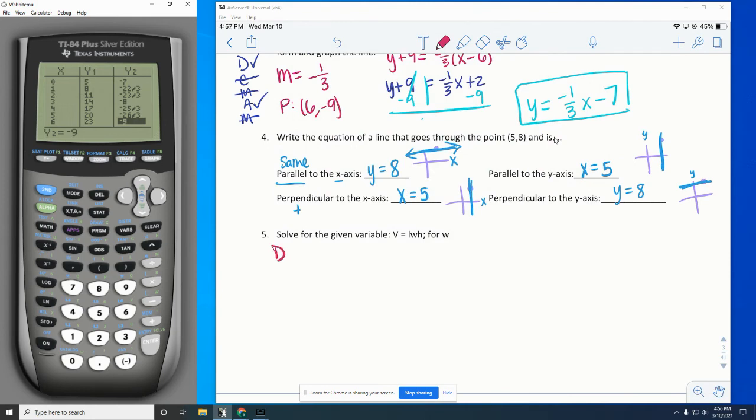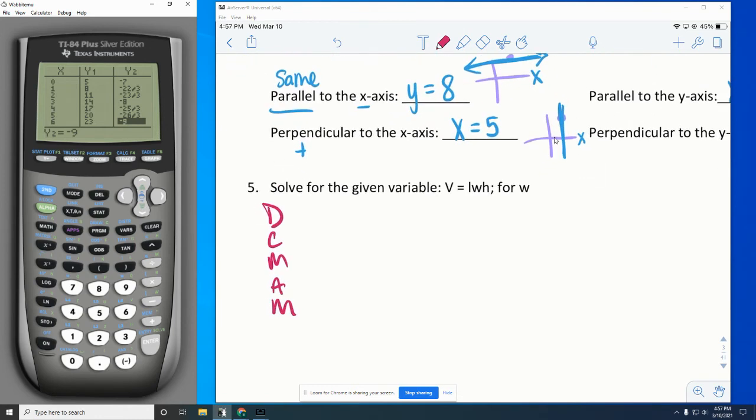And then number 5, we use "don't call me after midnight" because they've asked us to solve for a variable. They want us to solve using volume equals length times width times height, and they want us to solve for W. So I'm trying to get W by itself. I do not have any parentheses. I do not have any repeated terms. I only have W on one side. I don't have any plus or minuses, which means I only have one step.